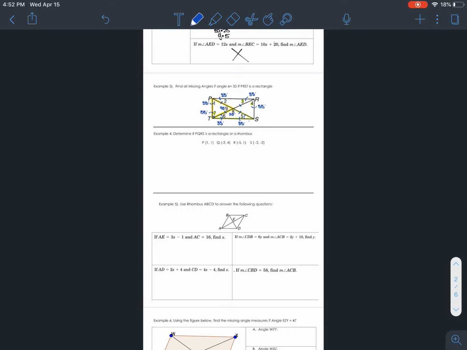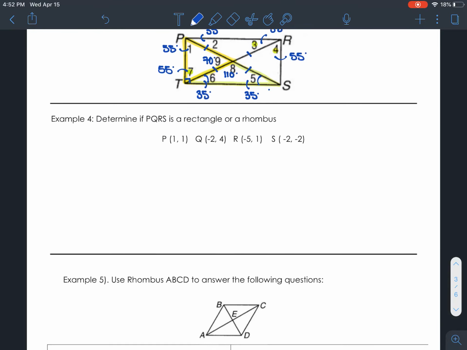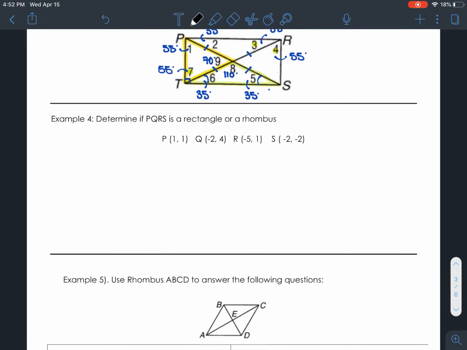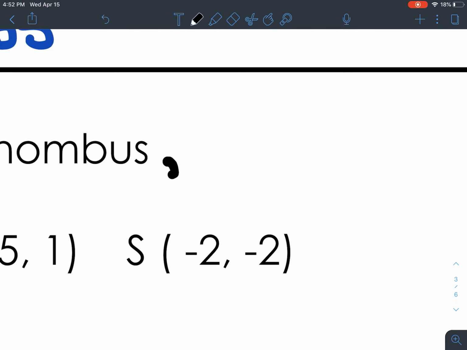Last question of this bunch. This is a lengthy one, guys. So what we have to do is determine if PQRS is a rectangle, a rhombus, and I'm actually going to add this on, or a square.